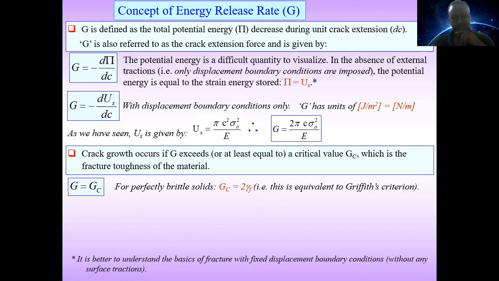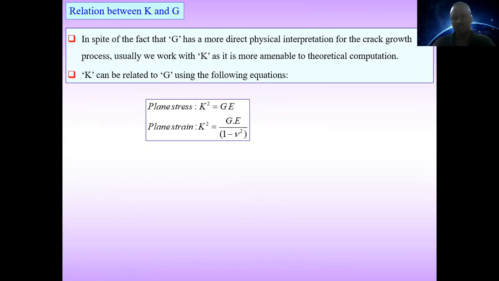So it is better to understand the basics of fracture with the fixed displacement boundary condition without any surface traction. So, a relation between K and G. In spite of the fact that G has a more direct physical interpretation for the crack growth process, usually we work with K as it is more amenable to theoretical computation. K can be related with G by the following formula.